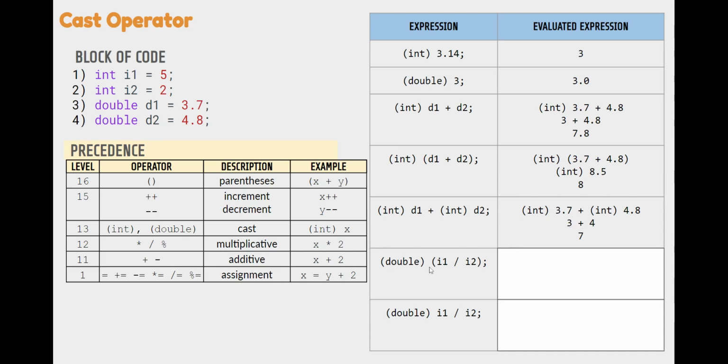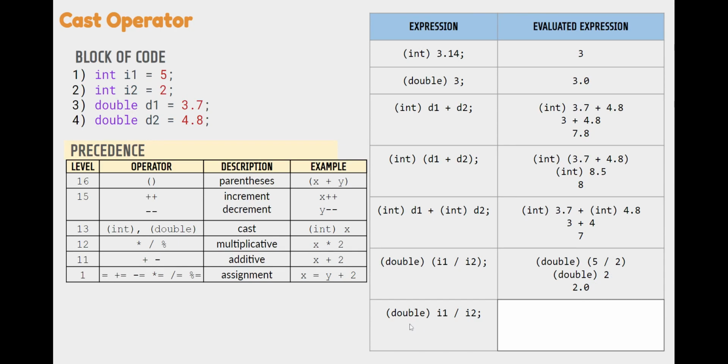Next, we have a double cast operator and the quantity I1 divided by I2 inside parentheses. We handle those parentheses first. So I1 is a 5, I2 is a 2. 5 divided by 2, according to Java, that is integer division. We have an integer literal 5 divided by an integer literal 2. That's going to give us our answer as an integer. That's going to evaluate to a 2. Then that double cast operator will turn that 2 into a 2.0.